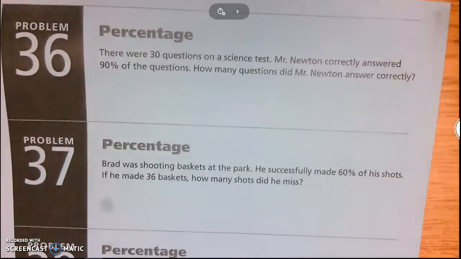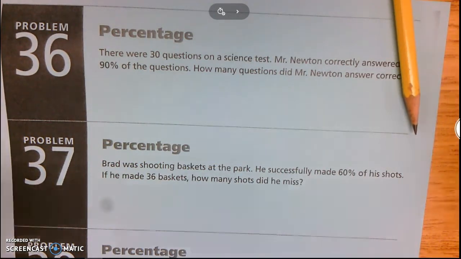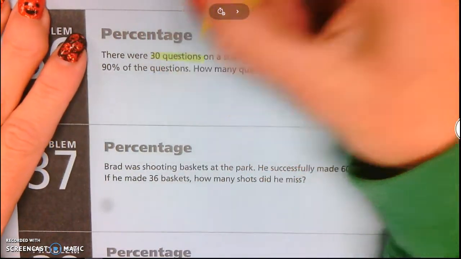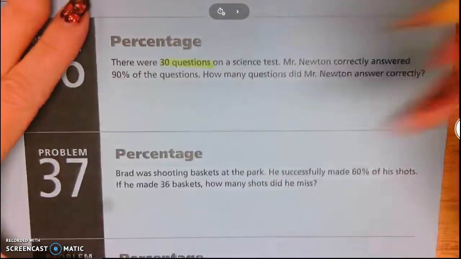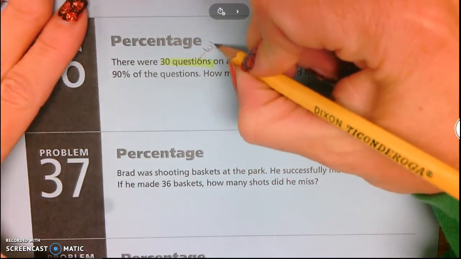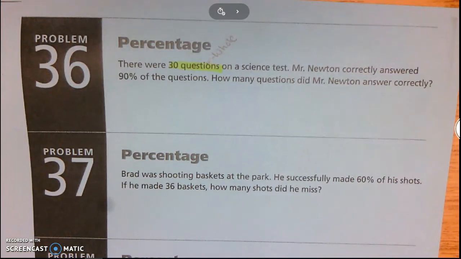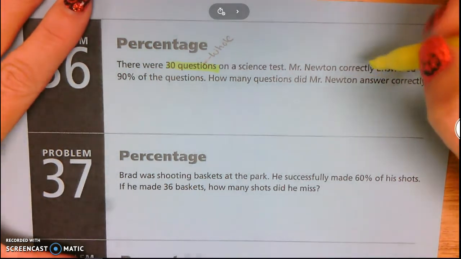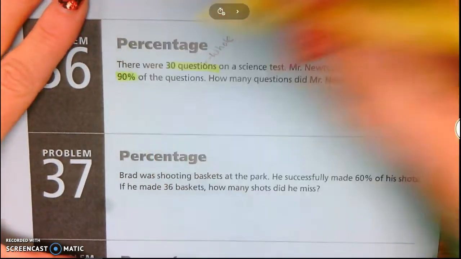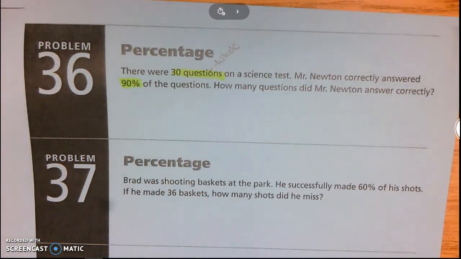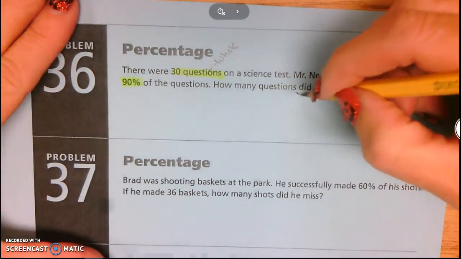If I were going to attack this problem, I would first determine what's important. So 30 questions, that's important. And there were 30 questions on the test. So right away, I know that that is my whole test, because I remember there's a lot of things that we set up part to whole, part to whole. So I know that would be my whole. And then I notice that it says he answered correctly 90% of the questions. So that's my percent. How many questions did he answer correctly? So I know what I'm looking for is my part.